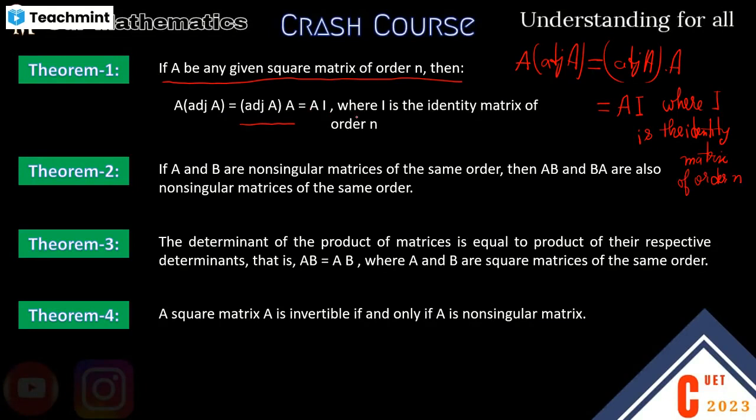Sorry, I think I missed something here. Determinant of A into I. Okay, that means I is equal to 1 by determinant of A into adjoint of A. Okay, sorry.